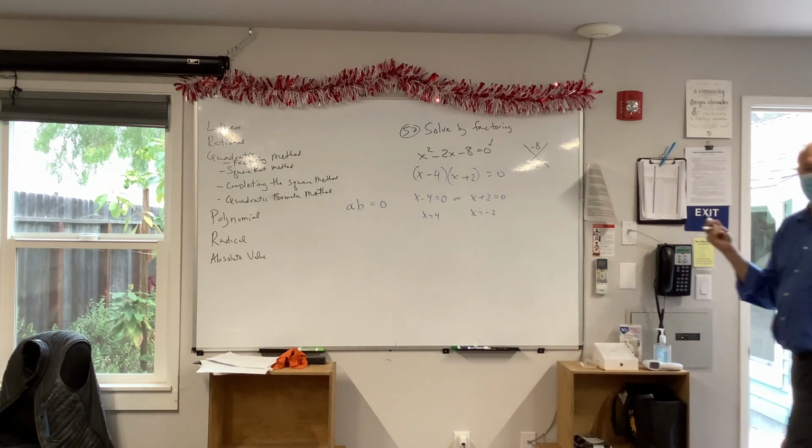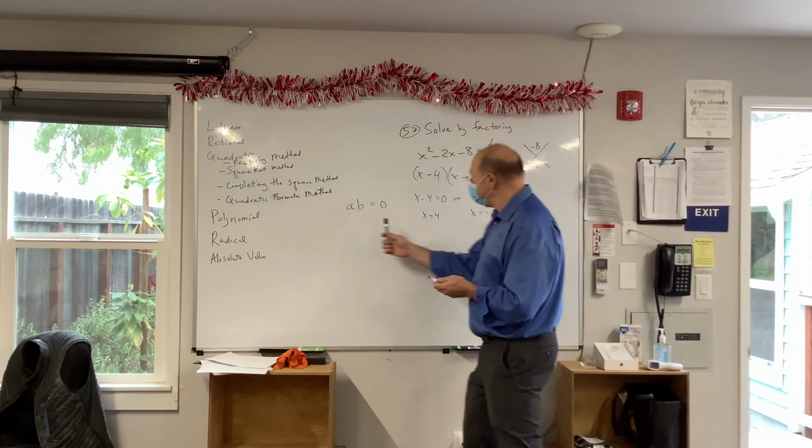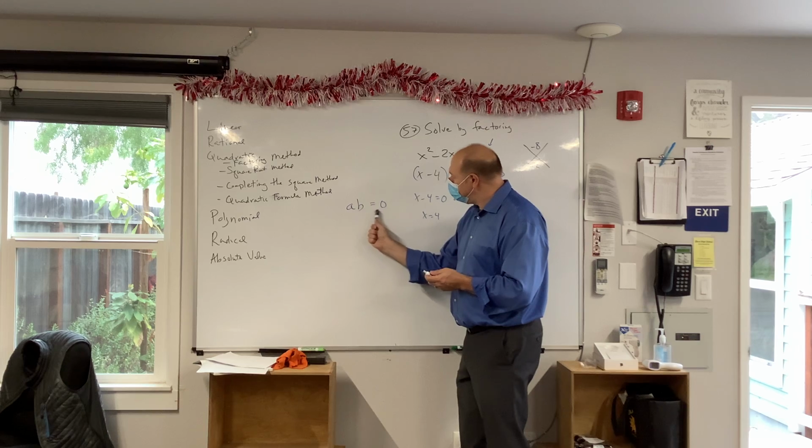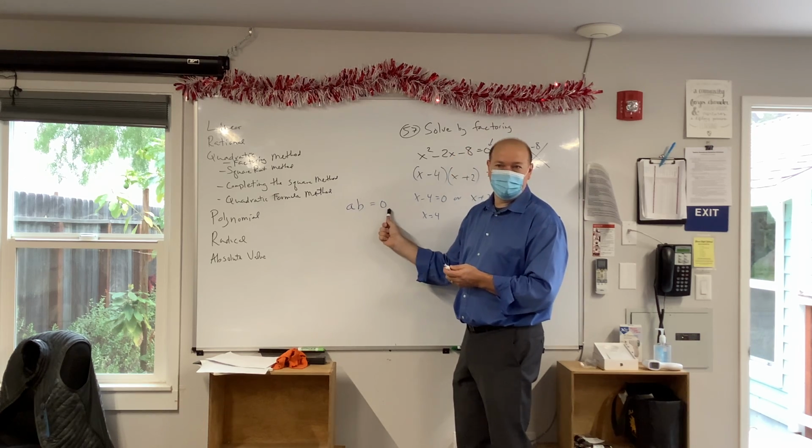One of them has to be 0. There is no other way. 0 is such a special number. One of these guys will have to be 0 for this to be 0, or both of them are 0, right?